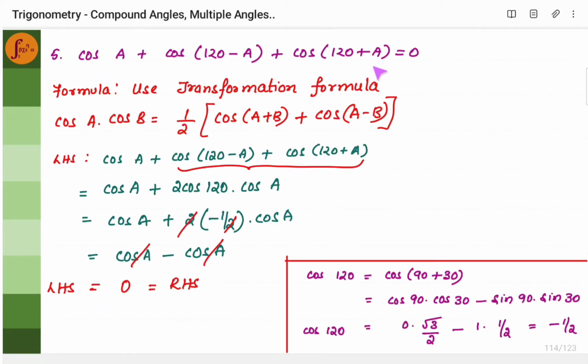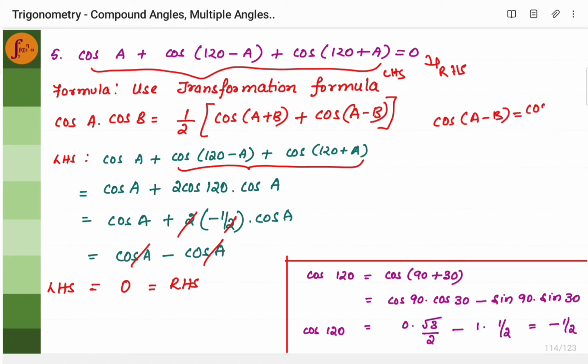Now let's go to the fifth problem. Here you have cos a plus cos 120 minus a plus cos 120 plus a is equal to 0. So let's take this entire thing as LHS, right? This entire thing is LHS and this 0 is RHS, right? We'll start with LHS. There are two ways to solve this problem. You can directly use the compound angle formula. That is, for cos 120 minus a, you can use the cos a minus b formula, right?